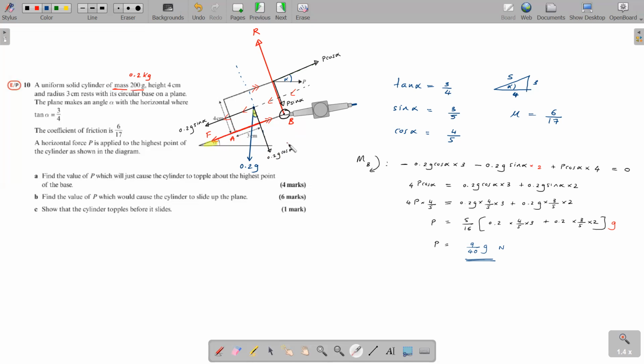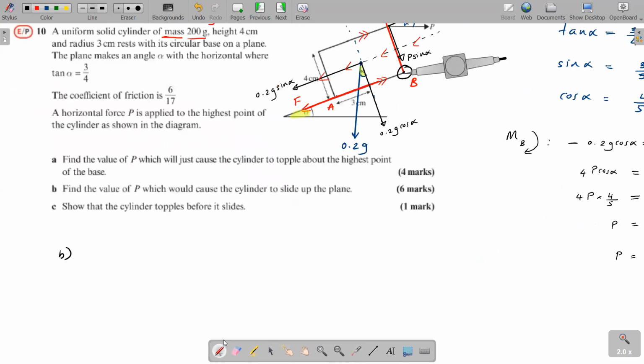And P cos alpha, 0.2 G sine alpha, they are acting in the direction parallel to the plane. So that's good. So I can consider forces parallel and perpendicular to the plane now. They're asking you to find the value of P that would cause a cylinder to slide up the plane. So what's the requirement to slide? In order to slide, the requirement is that F should be equal to mu R. That's it. If F is equal to mu R, then that means we are talking about sliding.